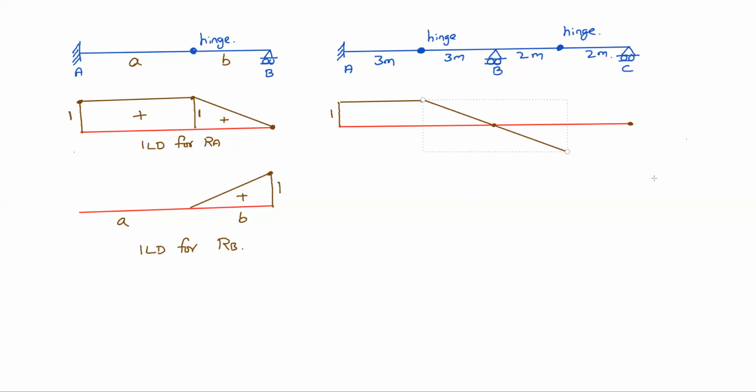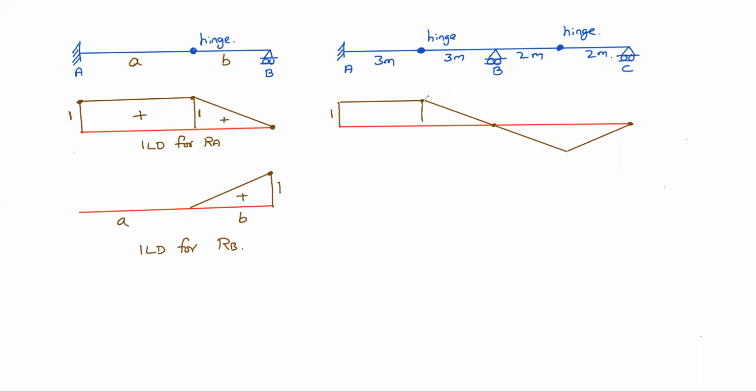We got 2 points to draw the line because at B, it cannot be dislocated. Already we got 1 point at hinge. From hinge to hinge, it cannot be bent. Obviously, if you draw a straight line from hinge to hinge, you will get a shape like this. And obviously, it cannot be dislocated at C. That means from hinge to C, you need to join like this. Okay. So this is the shape of ILD, and ordinates also you can calculate.